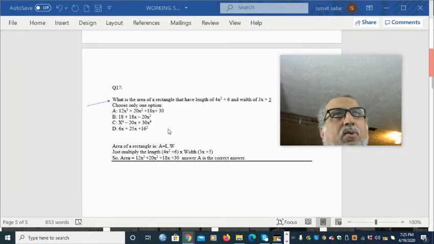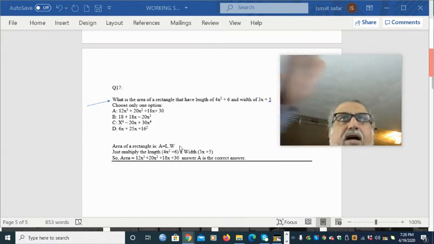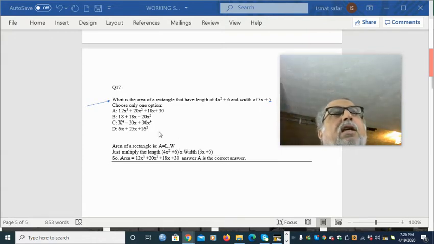Well, we can't find out right away. We have to find out what the equation for the area of a rectangle is. The area of a rectangle is length times width, right? Just like the area of a square is side times side. The sides of a rectangle are length and width, so we just multiply length times width.